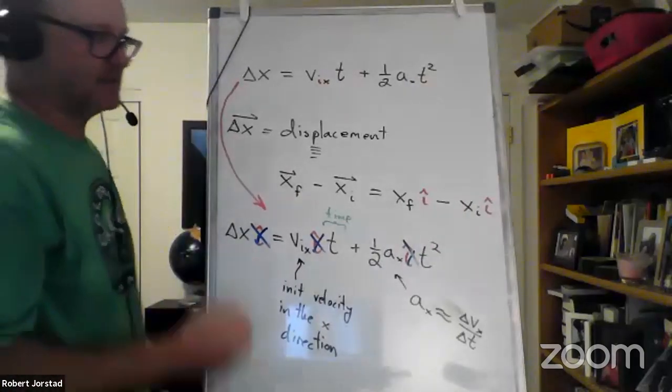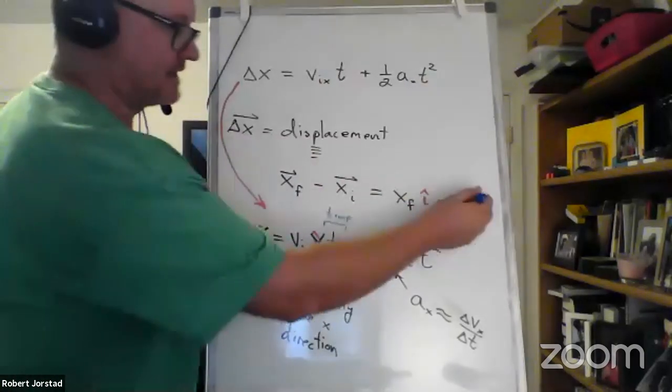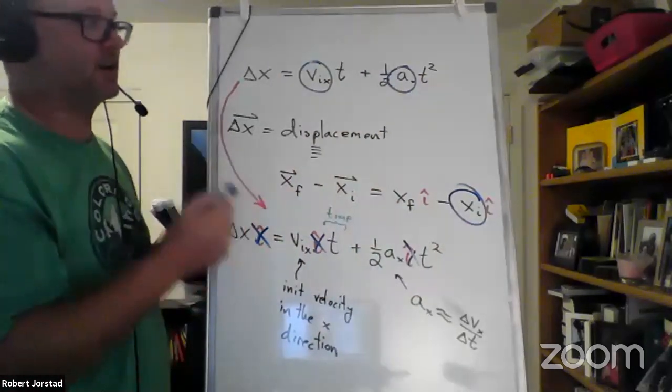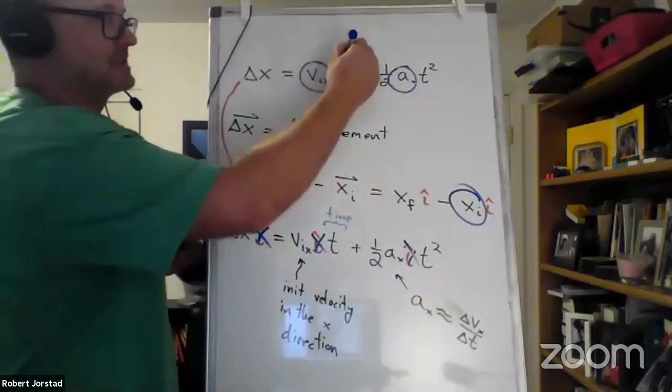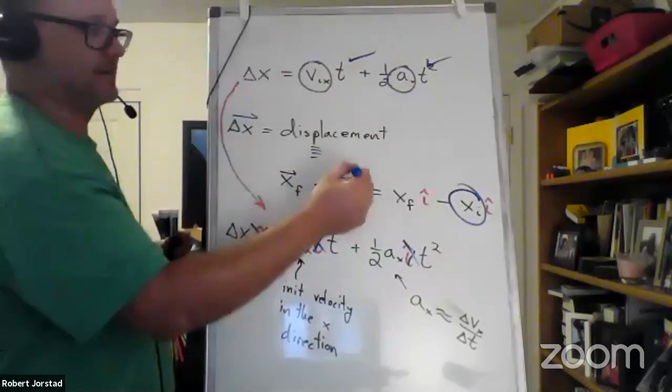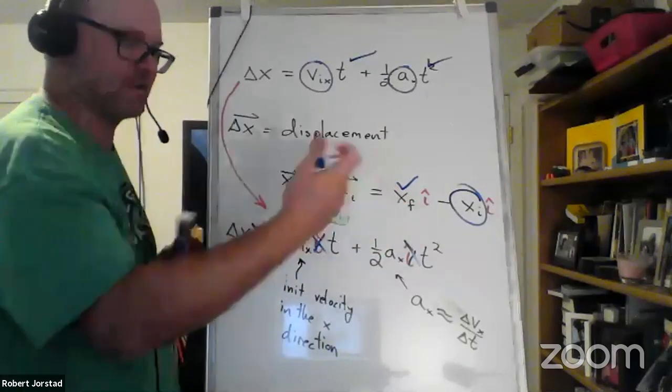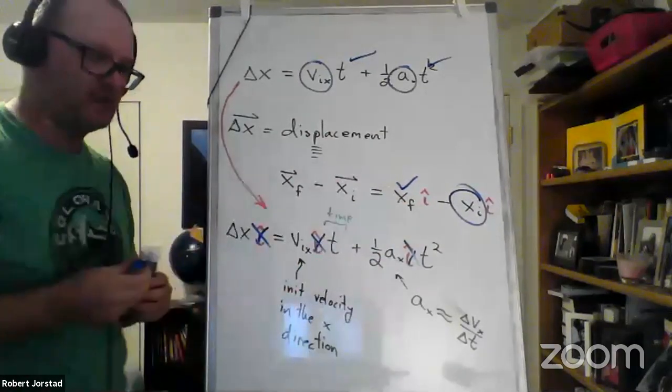So in this case, x initial, a sub x, and v initial x are all constants. As the time changes, we see the final position changes. And then we're seeing position as a function of time.